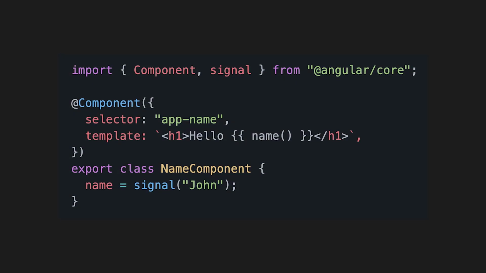Now let's switch gears to Angular. Here we use Angular's new signal function. In our component, we declare name as a signal with John as its initial value. In the template, we call this signal like a function to get its current value.